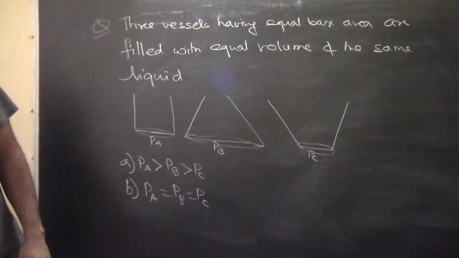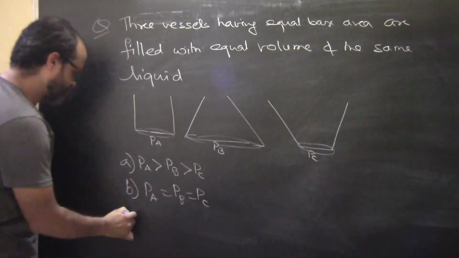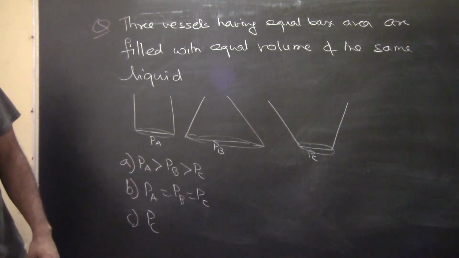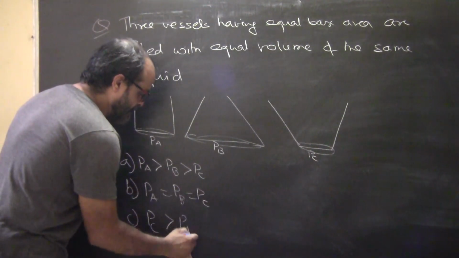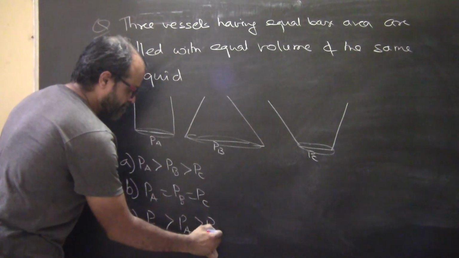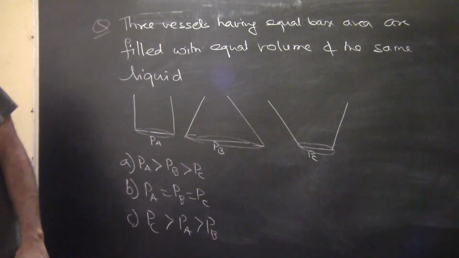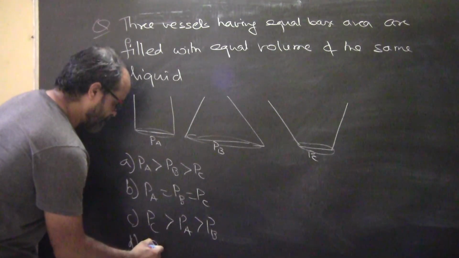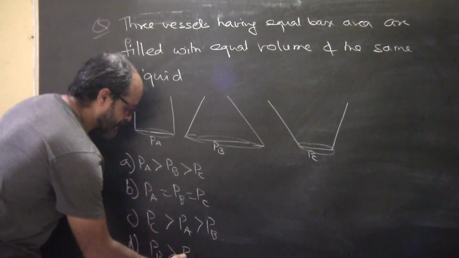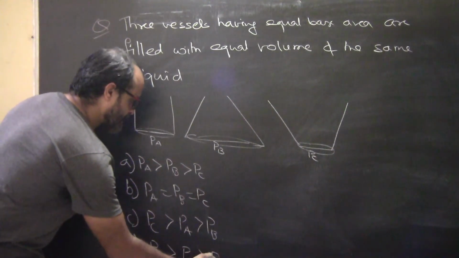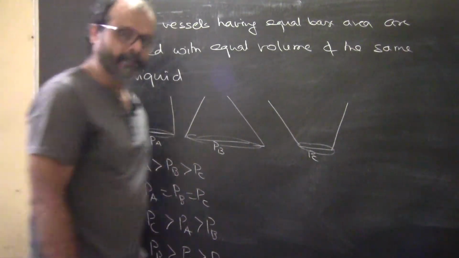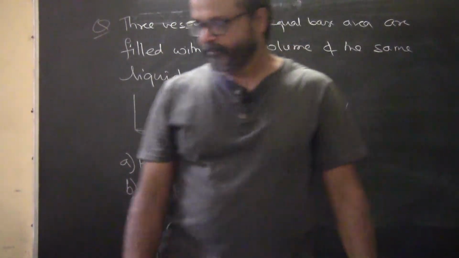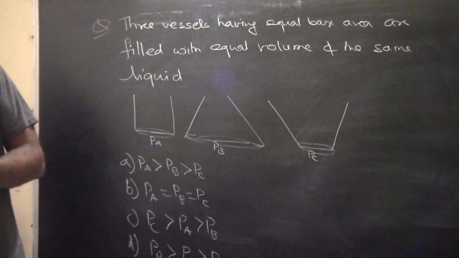The third option is pressure at C will be greater than pressure at A will be greater than pressure at B. The fourth option is pressure at B will be greater than pressure at A will be greater than pressure at C. Just try for some time and then I will explain this to you.